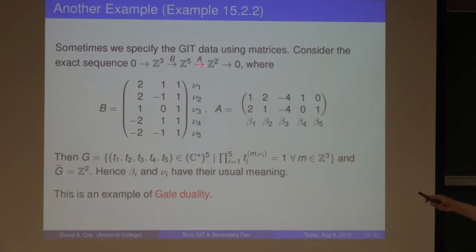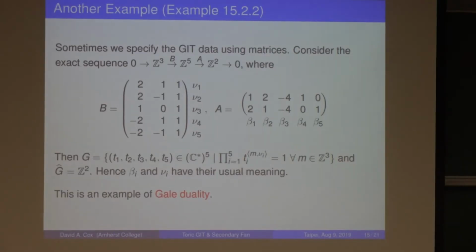Let's take a little exact sequence with matrices A and B. B is this guy and A is that guy, and you could easily show that it's exact. This is an example of Gale duality: from this guy, I invent A as the co-kernel, and from A, I invent B as the kernel. That's Gale duality. And it turns out that in our GIT language, the rows here are the nus, and the columns here are the betas. So this is simply a different way of presenting the information.